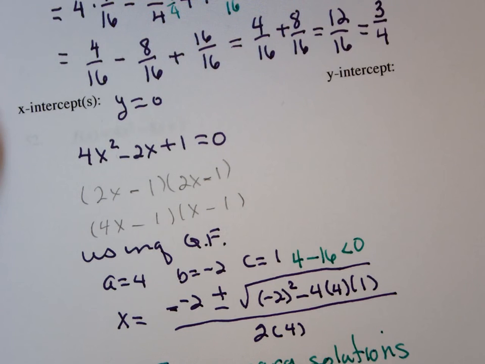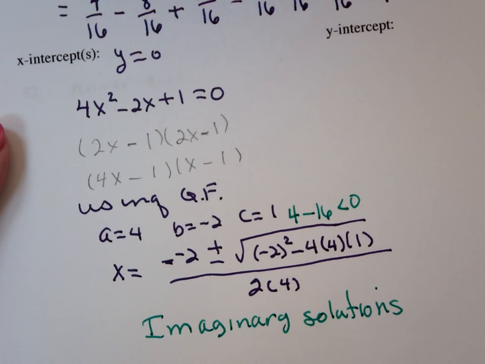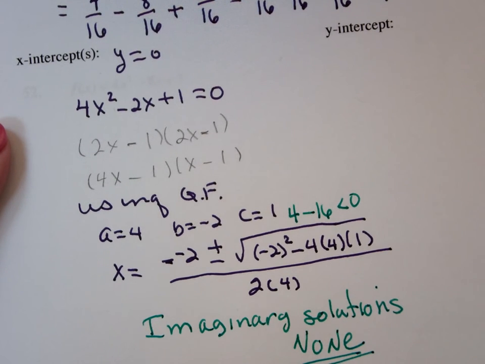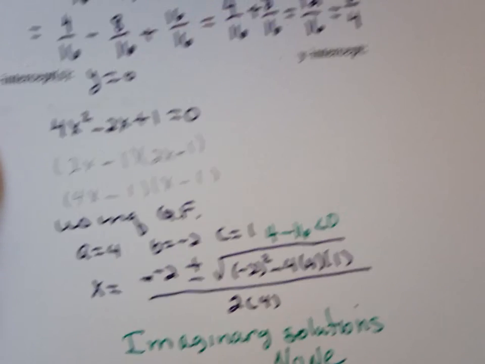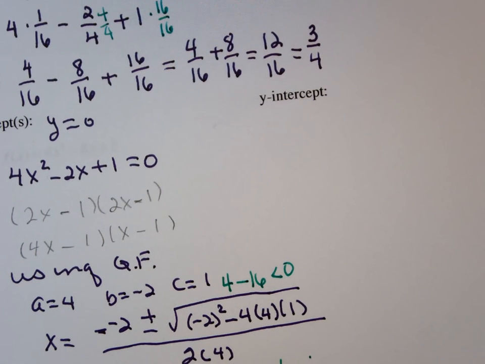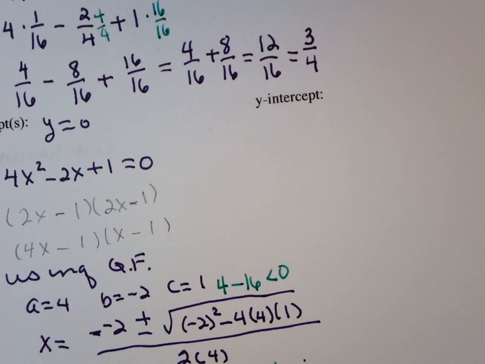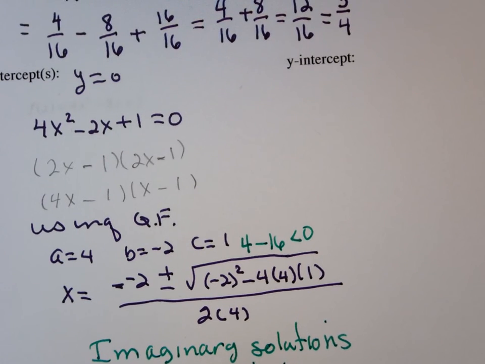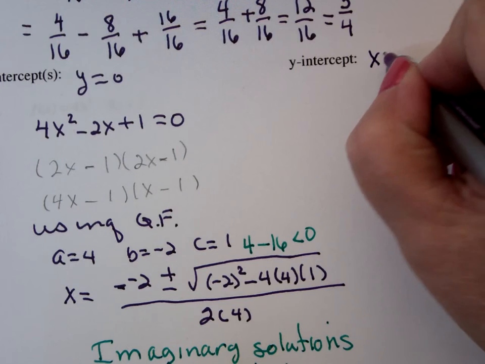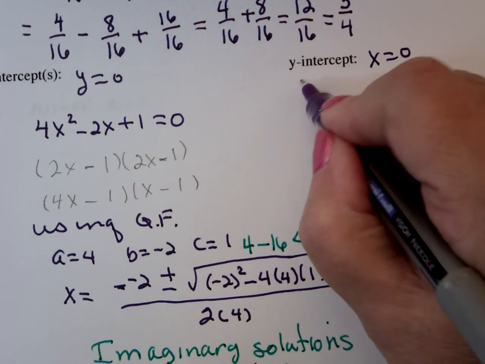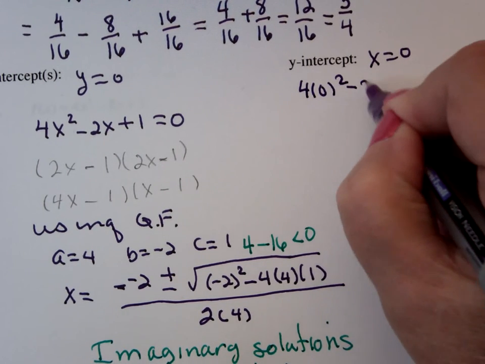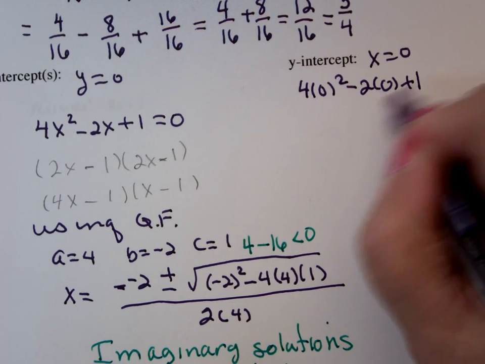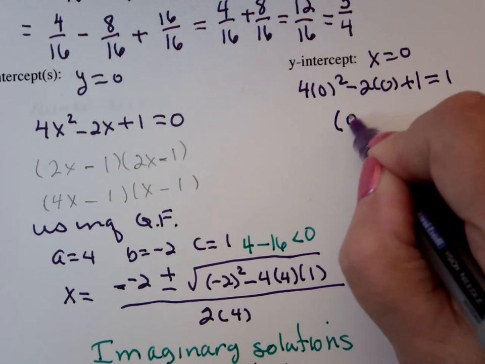So if I take a look at x-intercepts, there are none. That means this guy opens up and does not cut the x-axis at all. Y-intercept, I like him. He's the easy guy. And that's where x is 0. So that gives me 4 times 0 squared minus 2 times 0 plus 1, which is 1. So it's (0, 1).